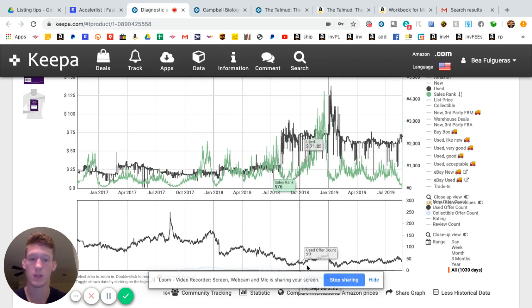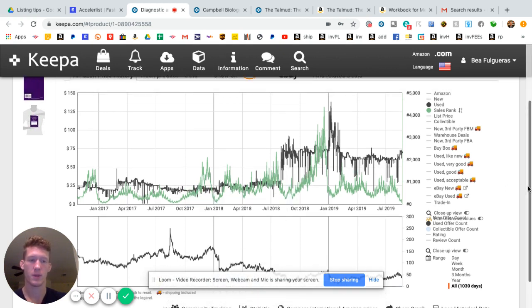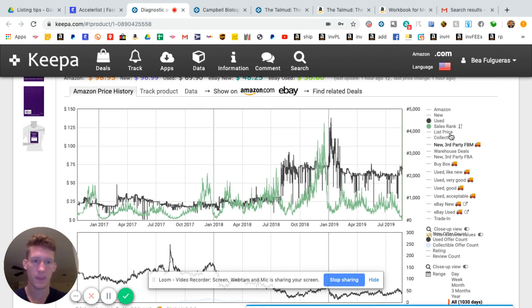But pay attention to the used offers. That's a big indicator. A lot of times you'll see the reverse happen where the used offer count will actually climb up over time, and the price will just tank. So if it's right before textbook season and you see a mountain of used offers, beware. Be on the lookout. Let's see what else we can get into.